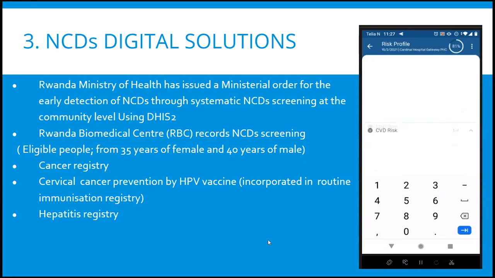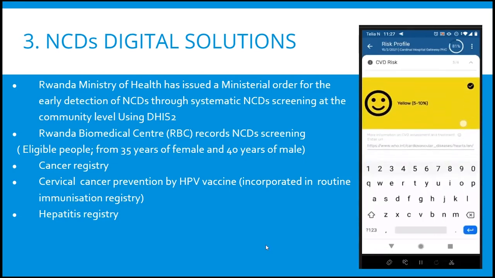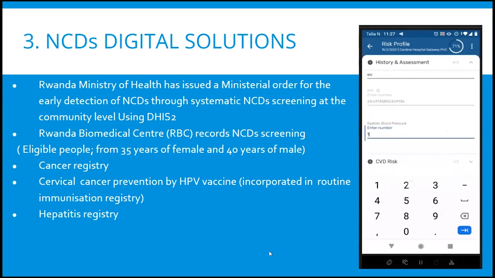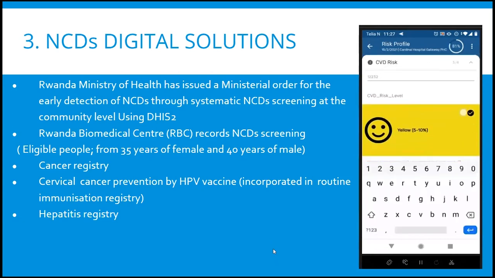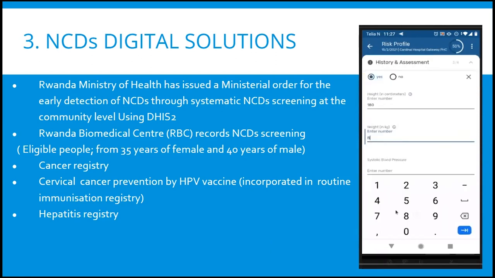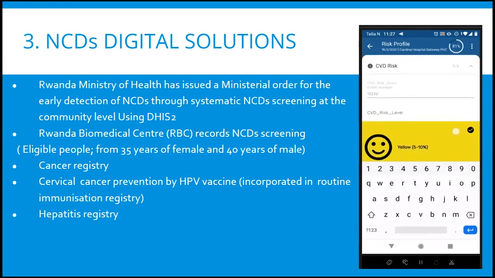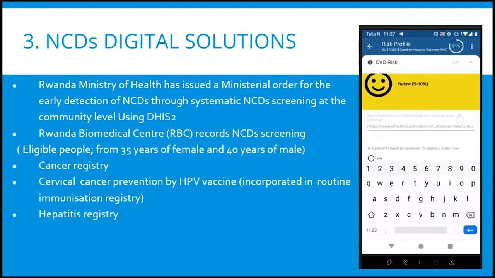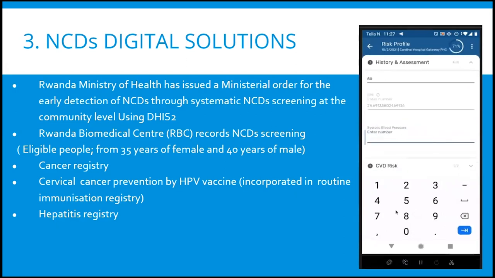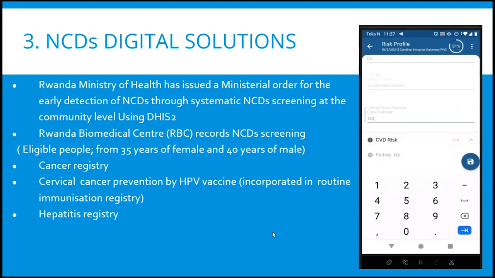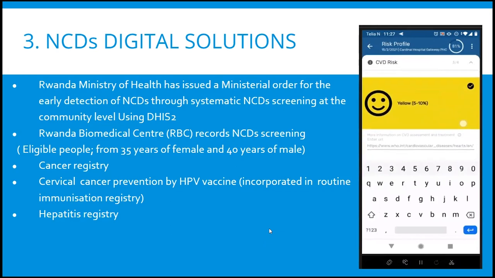That's where HISP Rwanda came in, because through the Rwanda Biomedical Center, which is responsible for implementing all policies, we customized a DHIS2-based NCD tracker to be used from NCD screening up to NCD case management. For NCD screening in Rwanda, one of the eligibility criteria is that all females, starting from 35, have an annual screening, and males 40 and above have that annual screening. So we are tracking all those records individually, from the screening up to the treatment.